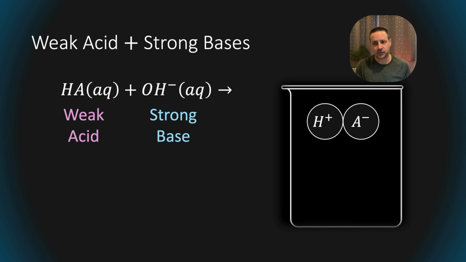We're going to add to this solution the strong base. Now notice this is just OH- in the chemical equation because the cation for strong bases gets removed. This could be NaOH, KOH, LiOH, anything. We ignore those because the cation is a spectator.